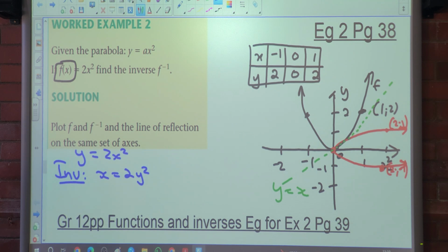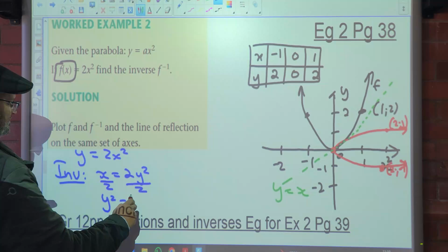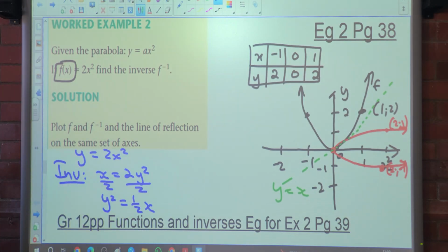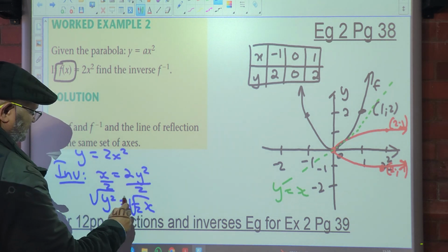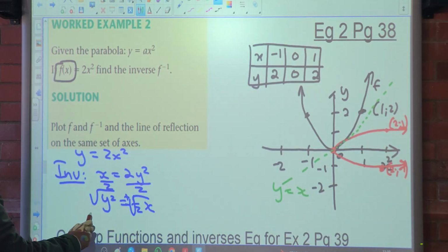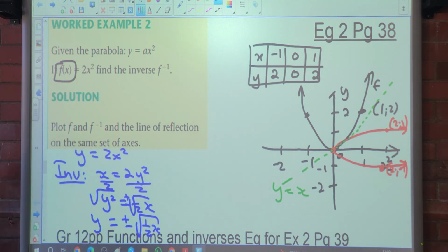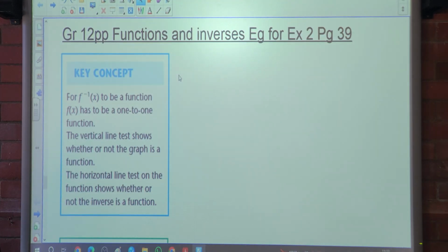Solve for y in terms of x. So to get y squared on its own, I divide by 2 on both sides. So y squared is equal to a half x. Now what? So you do use the square root, but must not forget plus and minus. Which means to say y is equal to plus or minus the square root of half x. Okay? Is there any confusion there? No. Okay.